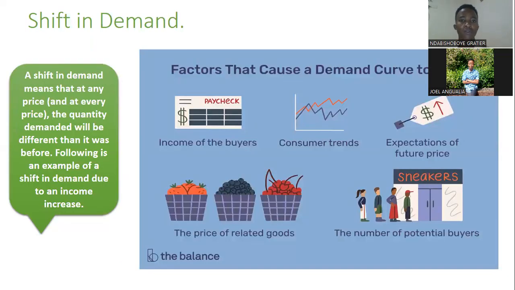So next, we are also going to look at a shift in demand. A shift in demand means that at any price and at every price, the quantity demanded will be different than it was before. Following is an example of a shift in demand due to an income increase.